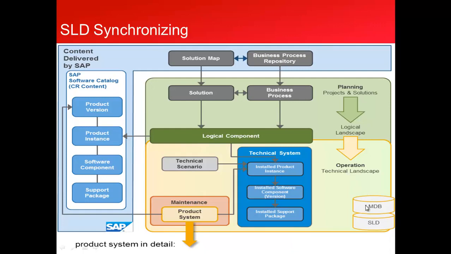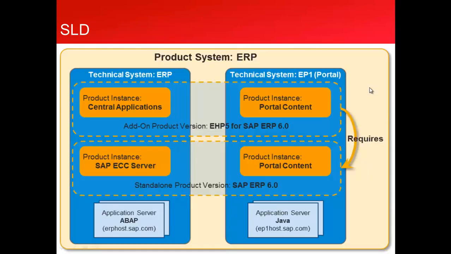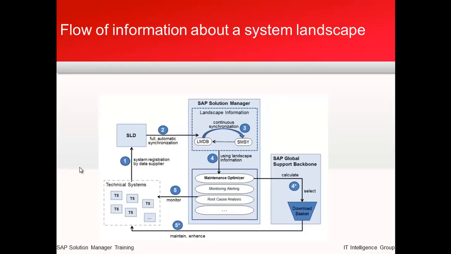You can see that this information is stored in SLD, which syncs to the LMDB, and all this information is used by the technical landscape, by the logical landscape, and by projects and solutions. We have seen this. It's basically what the product system is comprised of. It comprises add-on product versions, standalone product versions, your product instances, your technical system. Then let's see how the information flows.